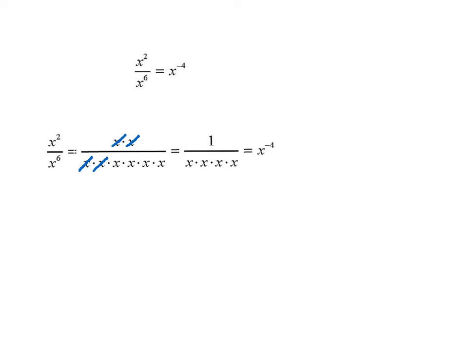Let's summarize that as a rule. X to the negative a means 1 over x to the a.